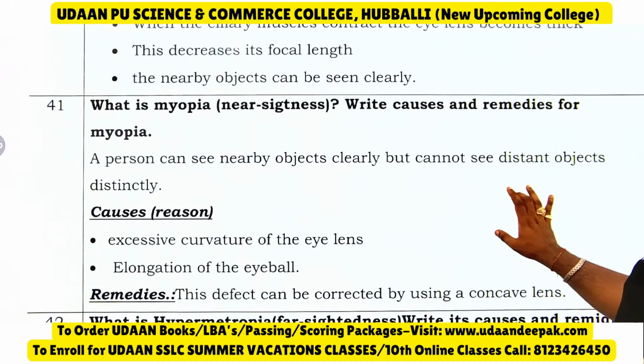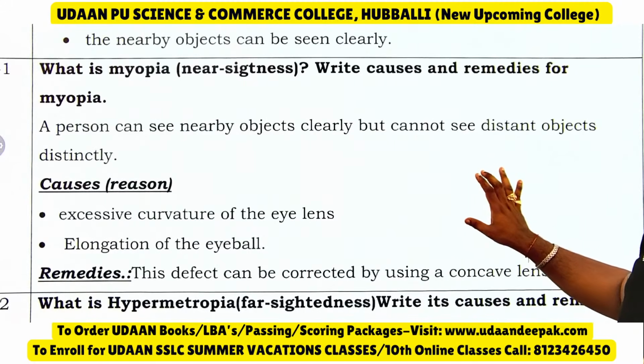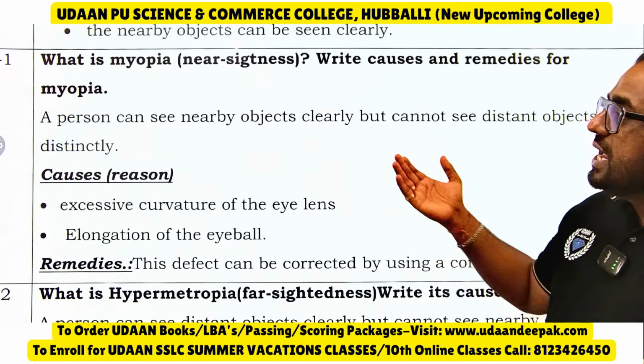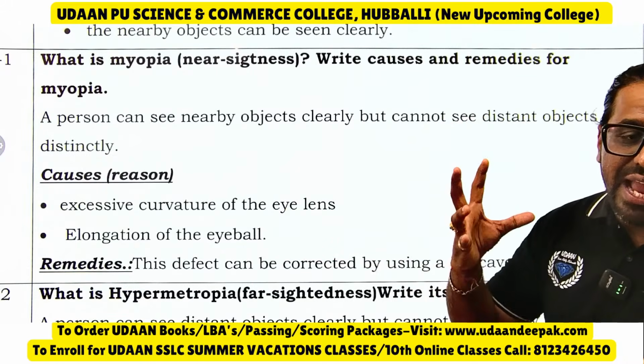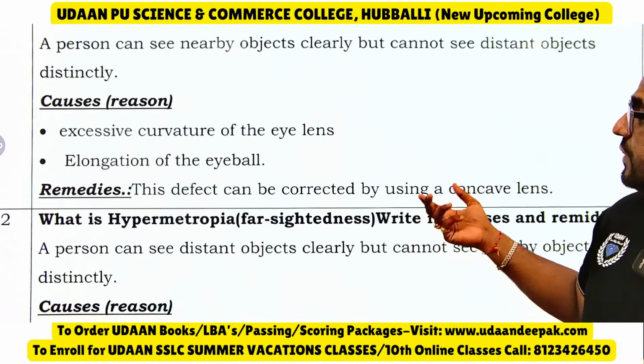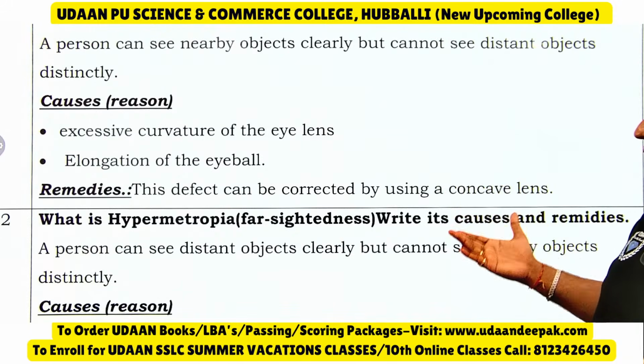See, what is myopia? A person can see nearby objects clearly but cannot see distant objects distinctly. It is because of excessive curvature of the eye lens, or elongation of the eyeball. This defect can be corrected by using a convex lens.